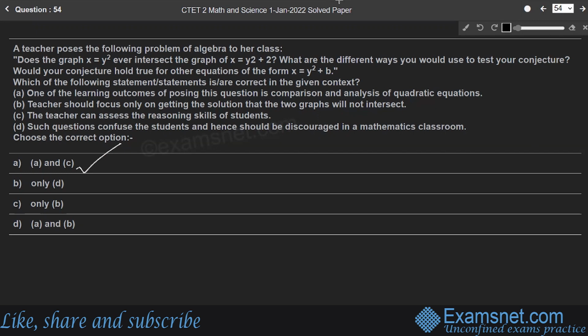One of the learning outcomes of posing this question is comparison and analysis of quadratic equations, and the teacher can assess the reasoning skills of students. So, teachers can know if the students can apply the knowledge they gained in different situations. Teachers can differentiate the students who learn the concept through understanding from the ones who learned through memorization, right? So, option A is right.